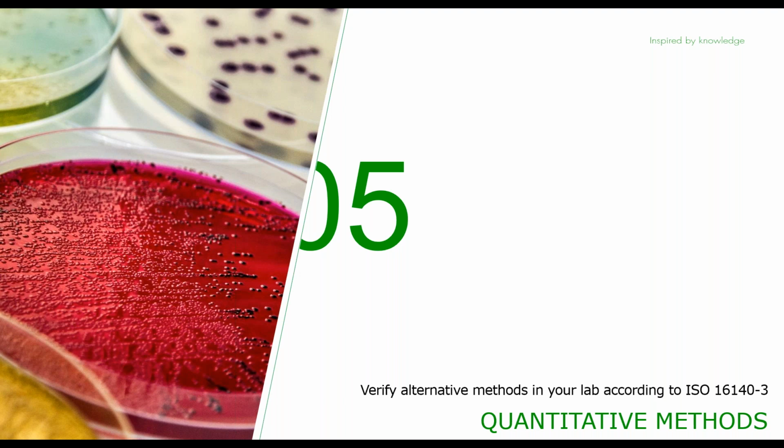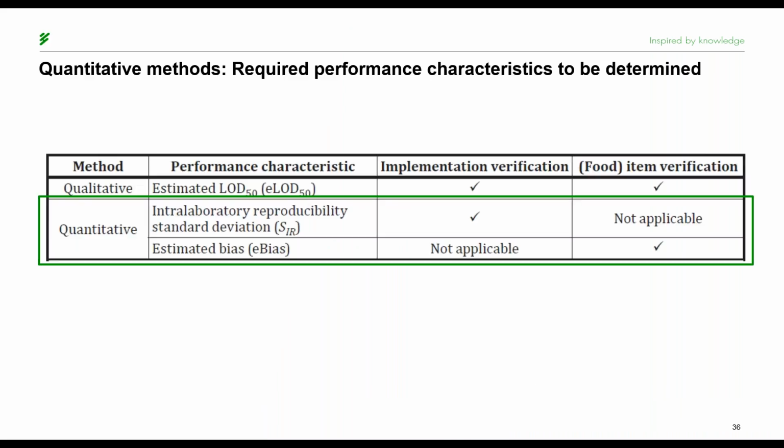So let's go ahead and turn to the performance characteristics to be determined in the case of quantitative methods. We return to this table. So 2 characteristics must be determined and 1 for each type or step of the verification.